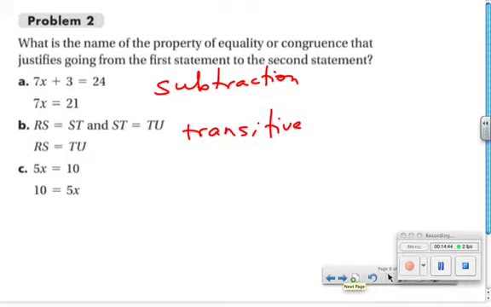Part C, frequently the most misdiagnosed property. It is the symmetric property. A lot of times students will want to say reflexive. It's not reflexive. Reflexive is the exact same thing on both sides of the equal sign. This is symmetric.